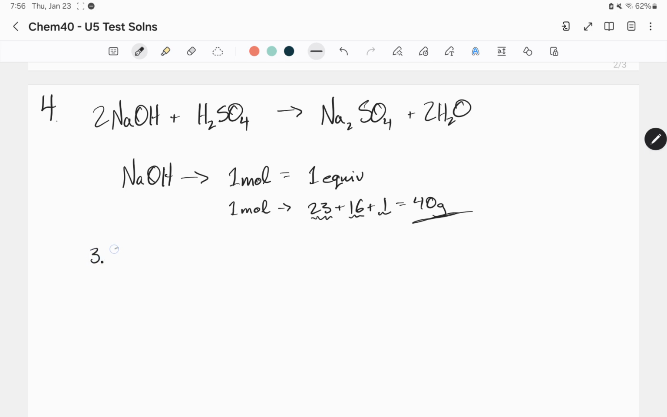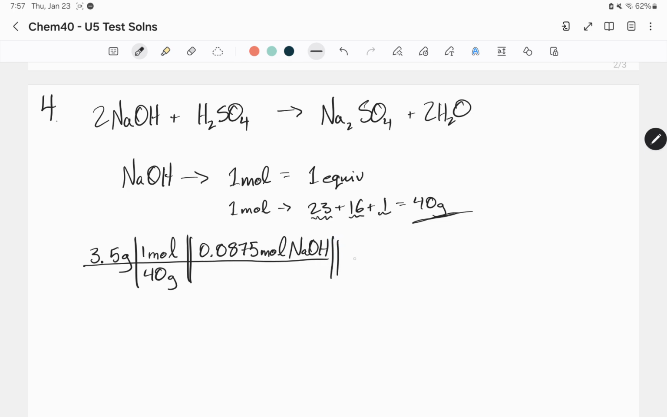So we have 3.5 grams of it. And then if we want to find out how many moles we have, we just do our dimensional analysis, and we get 0.0875 moles. So this is our number of moles of sodium hydroxide. This is also our number of equivalents, right, because we have a 1-to-1 ratio there. So that means we know the normality of this base.